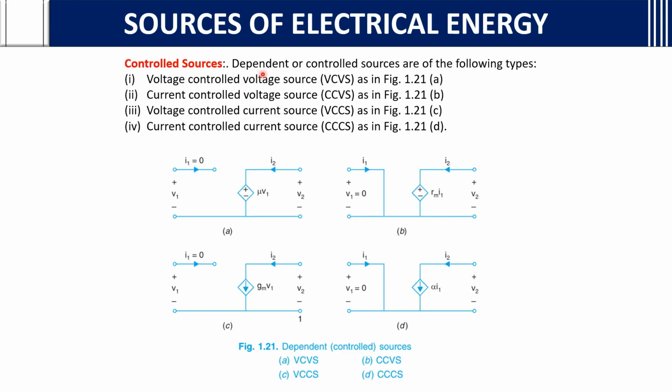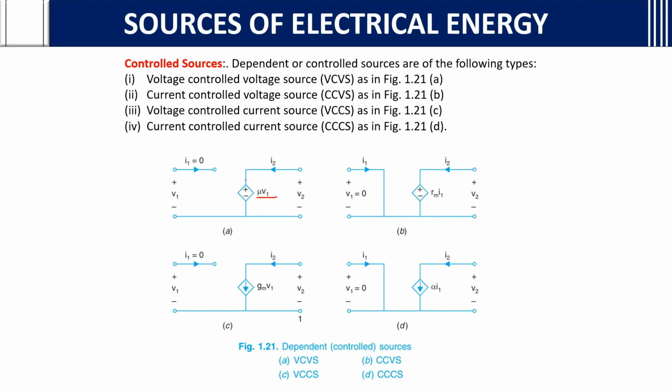And these are the dependent or controlled sources. I told you, if it is mentioned in diamond shape, it is a dependent source. We will see these dependent sources also in circuits, so we need to remember them. What are they? Voltage controlled voltage source. See, here this is a voltage controlled voltage source, then current controlled voltage source, then voltage controlled current source, and current controlled current source.